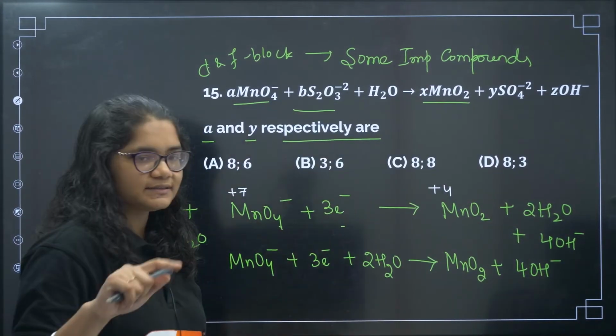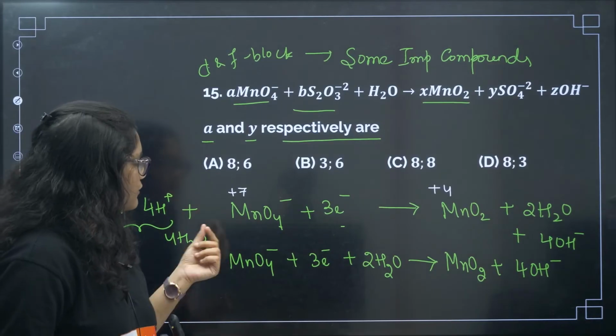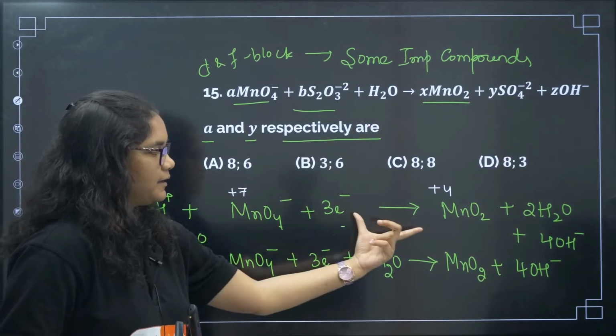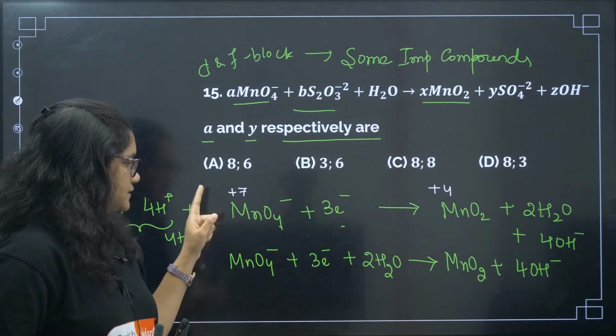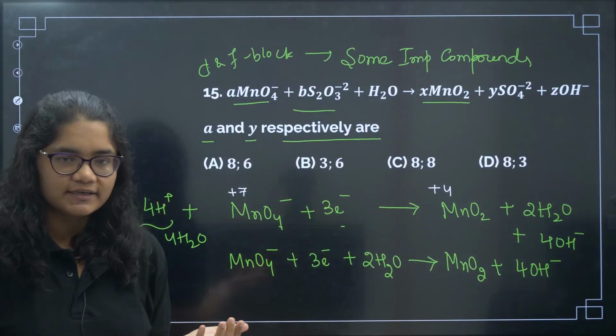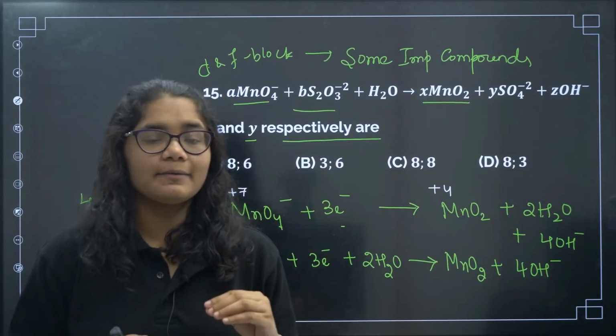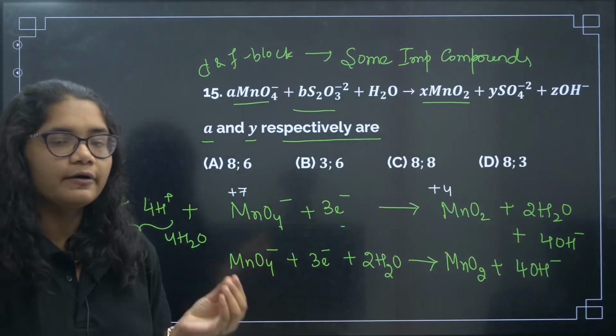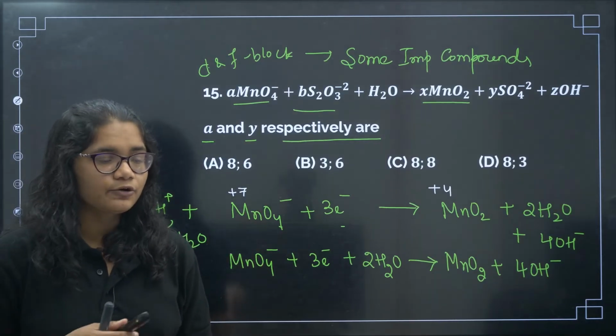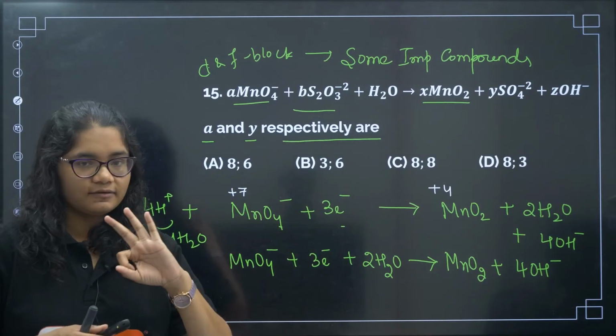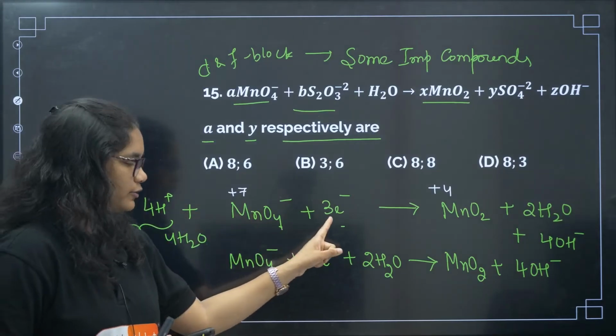Okay, let us try to understand this step once again. Step 1, what I did, I wrote manganese and manganese product. I found that manganese is going from +7 to +4, that means it is a reduction process, right? Reduction process means there is gain of electrons. So how much difference is there? 3 electrons difference is there, so 3 electrons are gained.